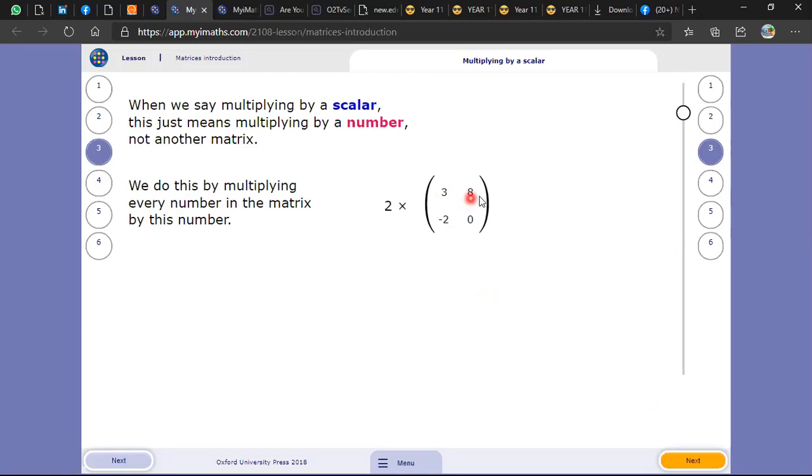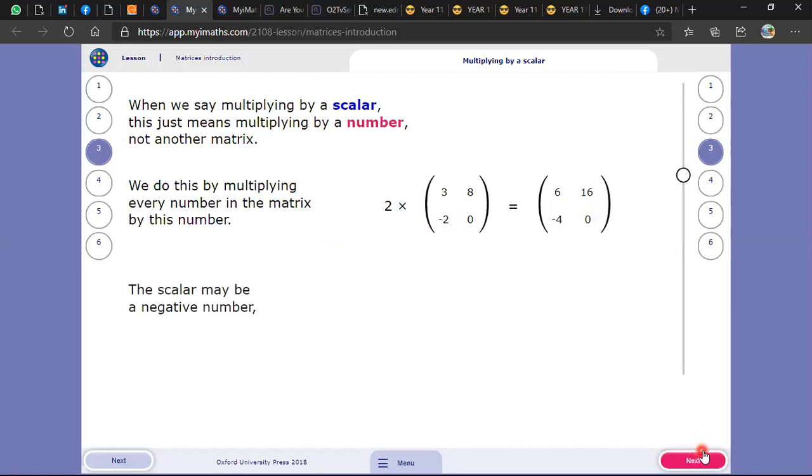For example, you can see this matrix here, the matrix with elements 3, 8, minus 2, 0. We want to multiply that matrix by the scalar 2. That means by the number 2. What will happen is just that 2 will multiply each of the numbers, all the numbers, one after the other, in that matrix. So 2 times 3 is going to give you 6, and then 2 times 8 is going to give you 16, and then 2 times minus 2 will give minus 4, and then 2 times 0 will give 0. So that is how to multiply a matrix by a scalar or a number. I think that is pretty clear.